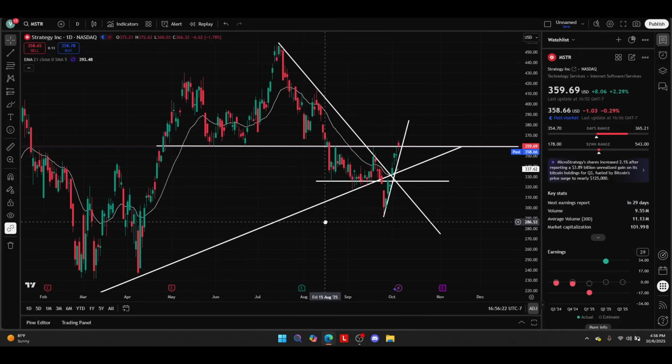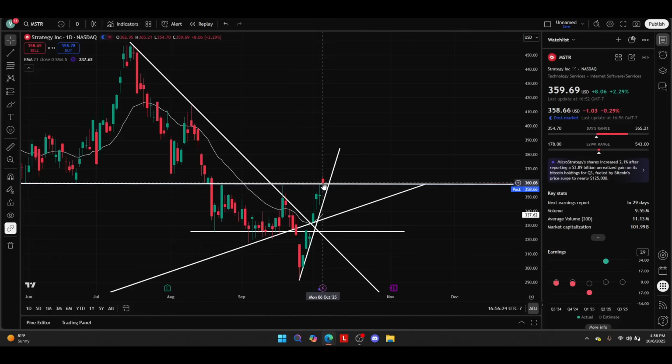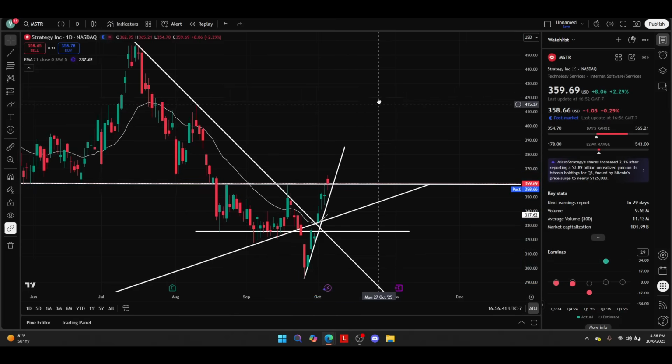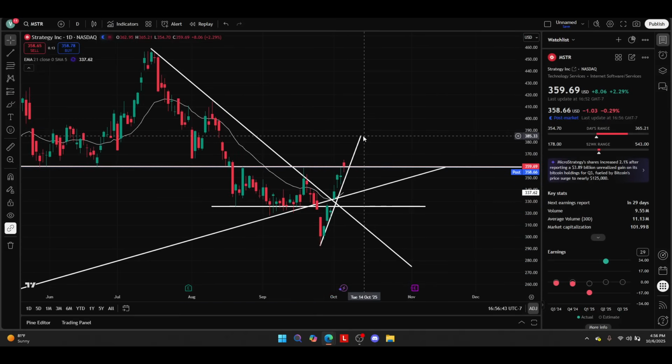Here we have MSTR, and you can see that it did push through the 360 level, hit 365.21 for today's high. Sold off slightly into the close, but managed to still be up for the day with a total gain of 2.29%. So we're still maintaining the bullish momentum higher, which is a good sign for the bulls.